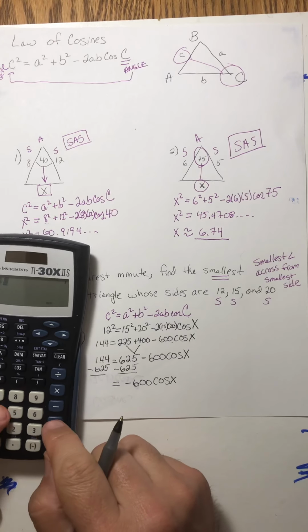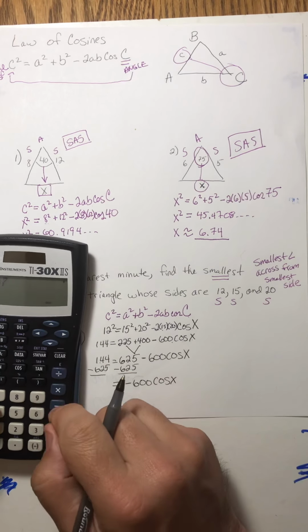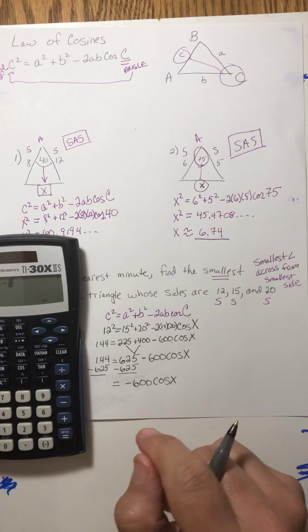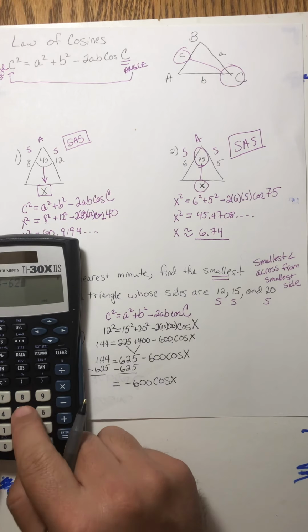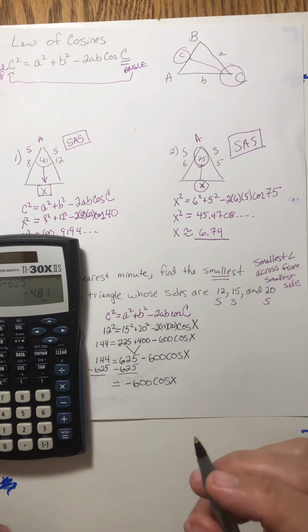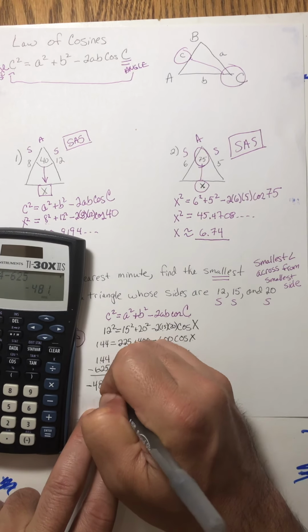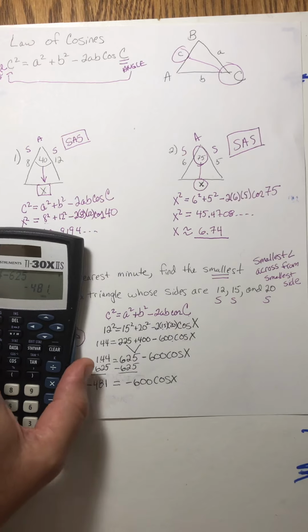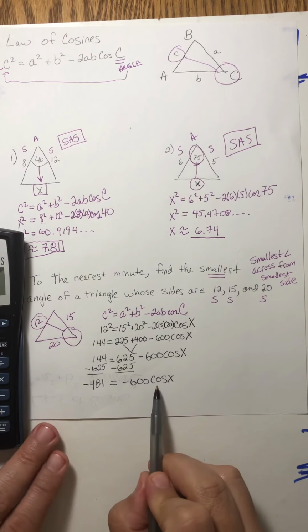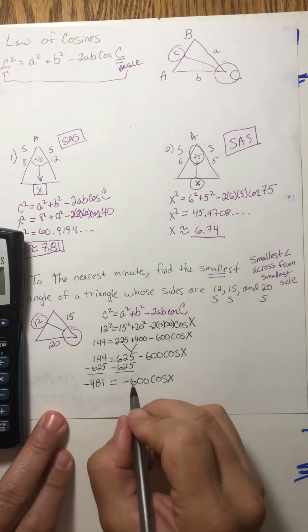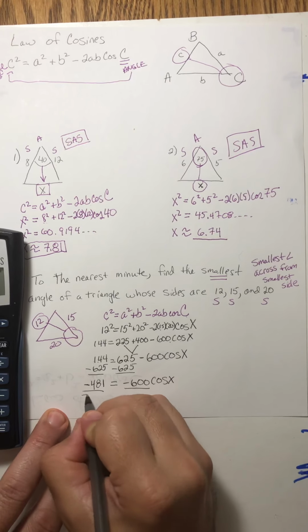I have 144 minus 625, and I have a negative 41. Okay. Now, remember, we're solving for cosine x. Eventually, we have to do inverse cosine. So all I have to do is divide both sides by a negative 600.